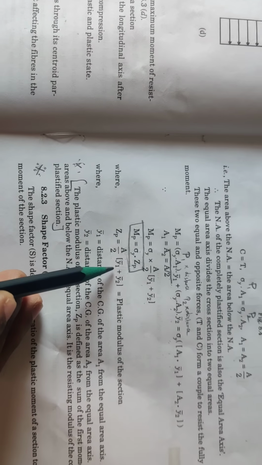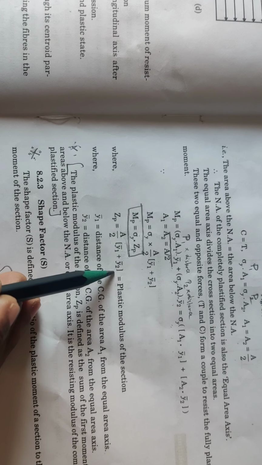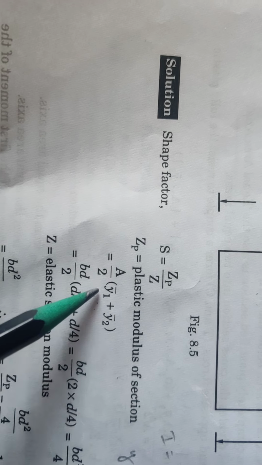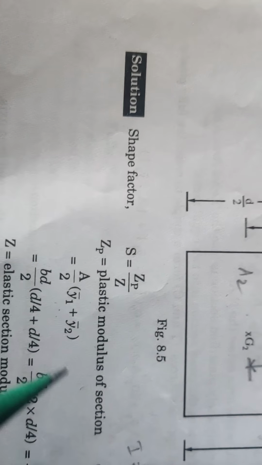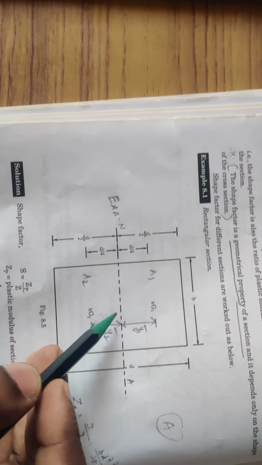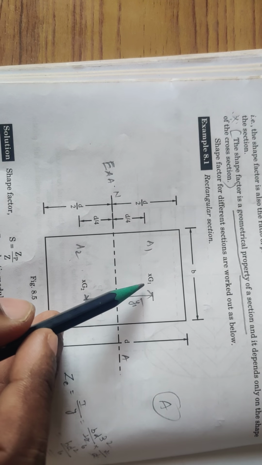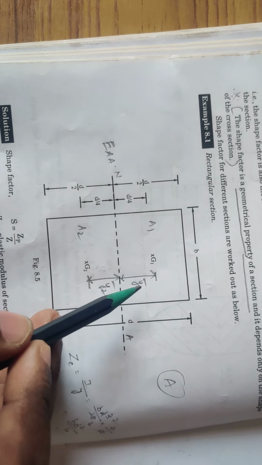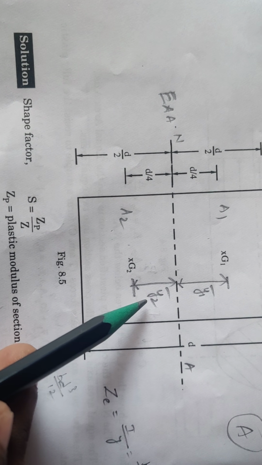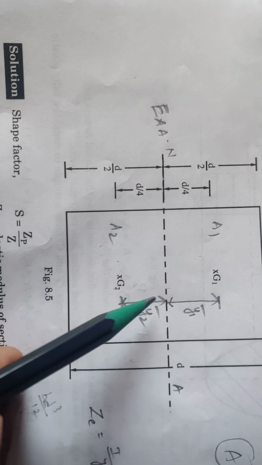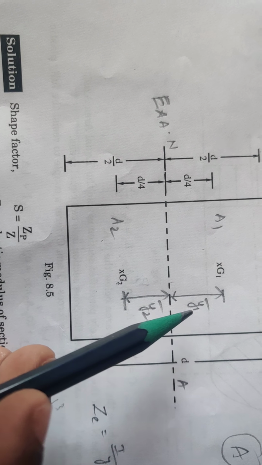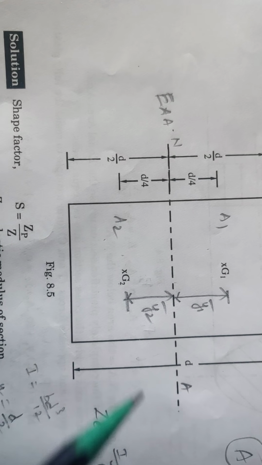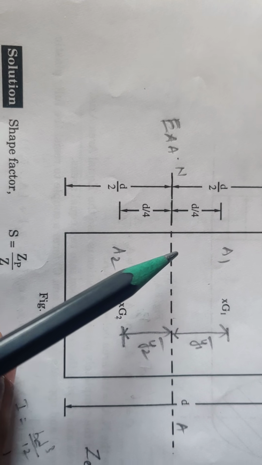So from this formula, Zp is equal to A by 2 into (Y1 bar plus Y2 bar). In this formula we need to calculate Y1 bar and Y2 bar. Y1 bar is the distance of the center of gravity of portion 1 from the neutral axis. Similarly, Y2 bar is the distance of the center of gravity of portion 2 from the neutral axis. Y1 bar and Y2 bar are nothing but d by 4.